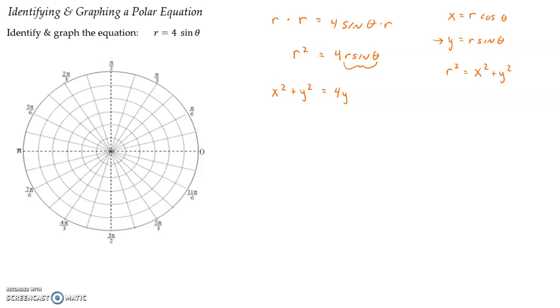Okay, and now we have an equation that's in rectangular form. We have only x's and y's in it. Well, let's go ahead and manipulate this equation. It's actually the equation of a circle. It might be a little bit easier to see the center of the circle and the radius if we put it in standard form. So let's go ahead and subtract this 4y from both sides.